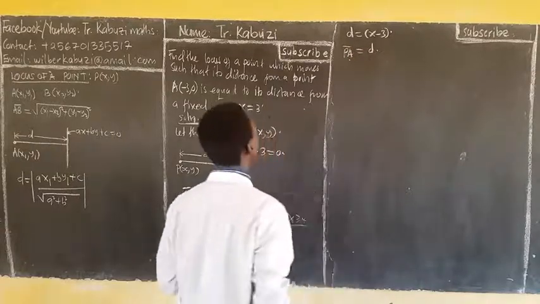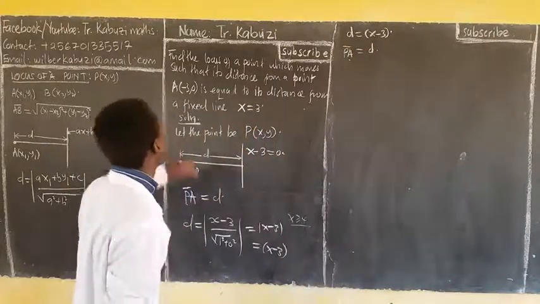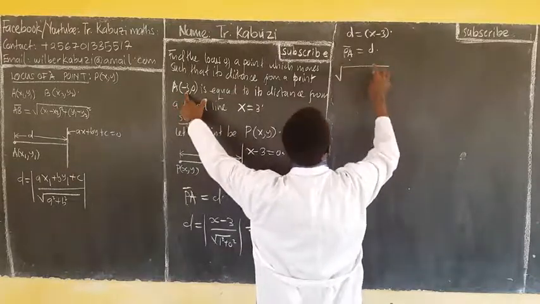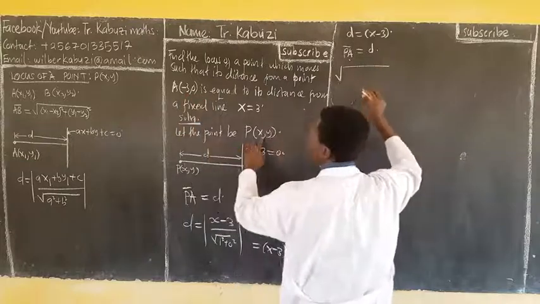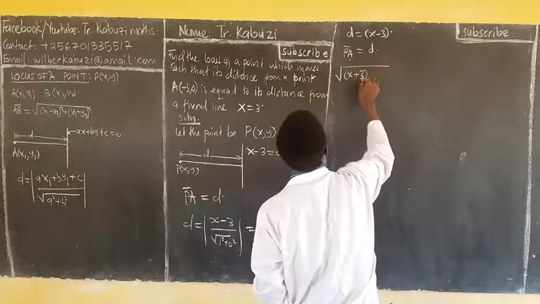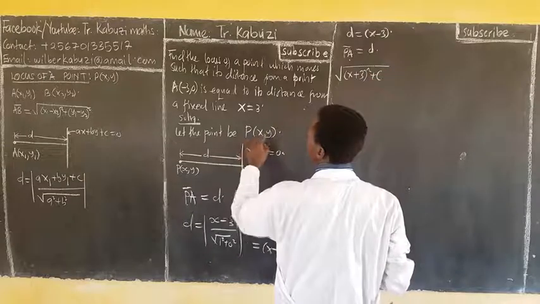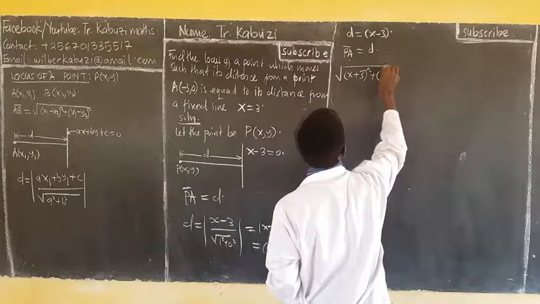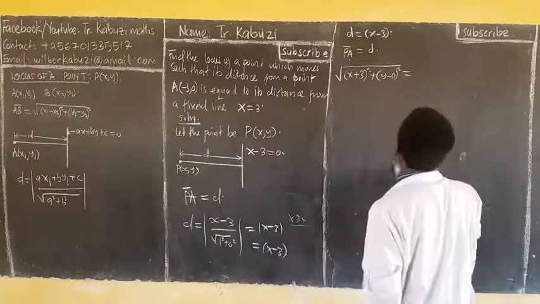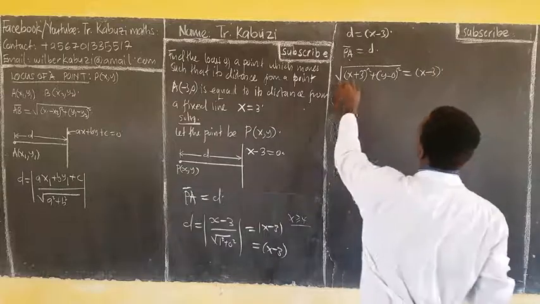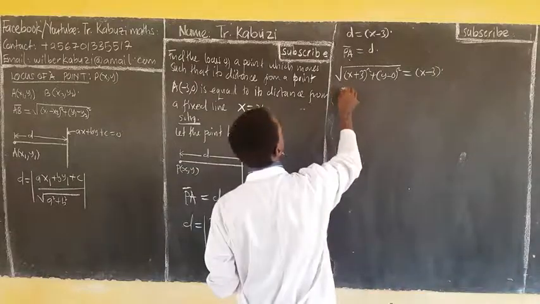Can we get D? PA. From there, our PA from this point to be the distance between this point and this point: the square root of P. Its coordinate is x minus 3 squared plus the y minus the y of this equaling D, but my D is x minus 3. So we remove this, we square both sides.